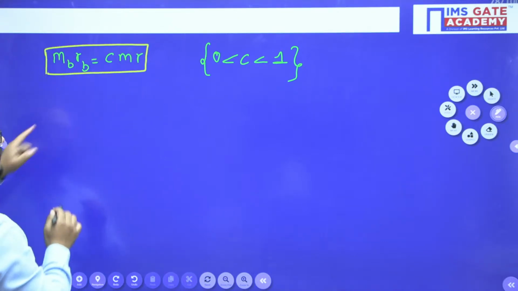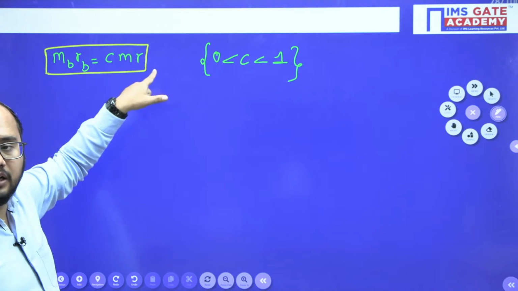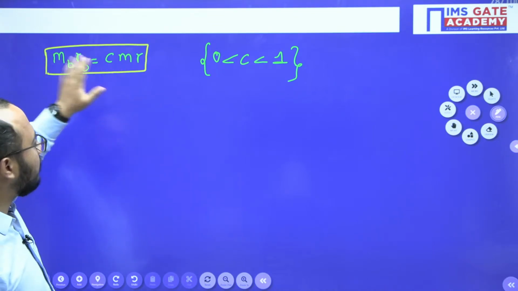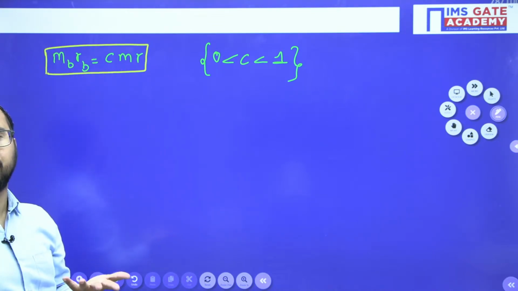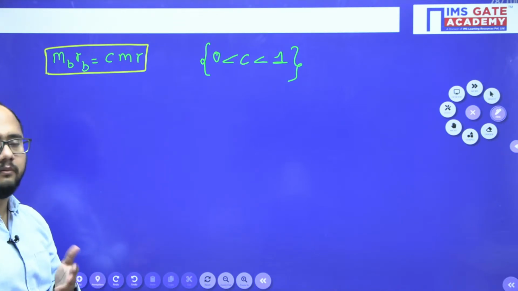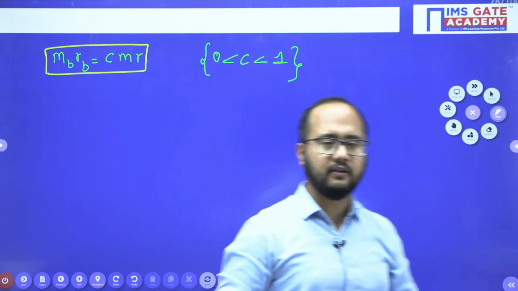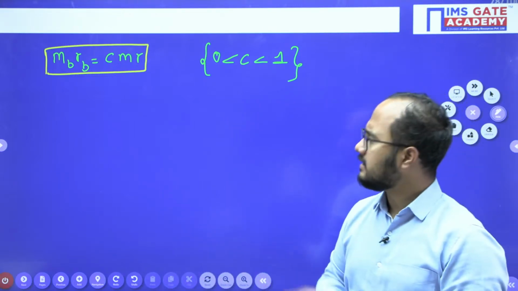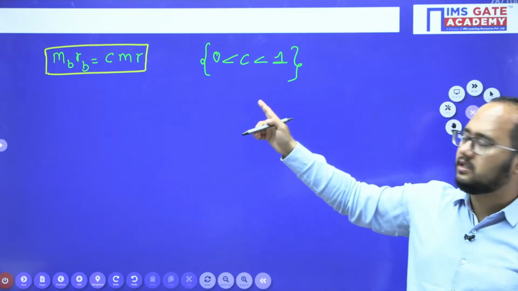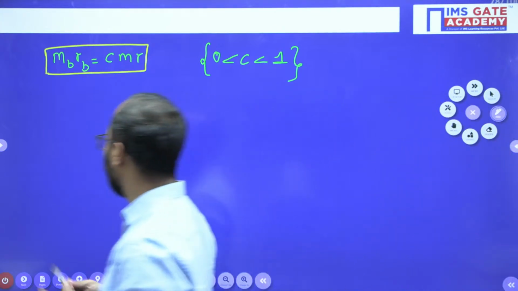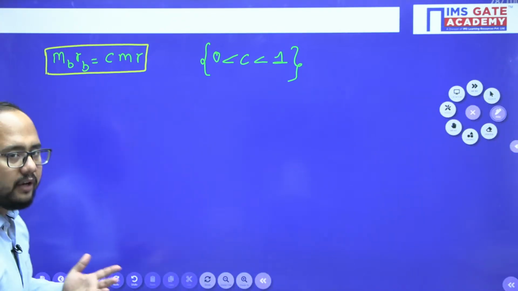They will give the value of C, and you have to place the value of C here. They will give it as a percentage, like 70% of the mass you have to balance, 80% of the mass you have to balance, 65, 75, like that. So you have to use this relation m_B r_B equals C m r. Now what questions can they frame from this one?